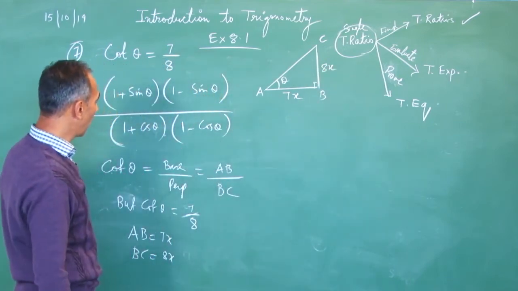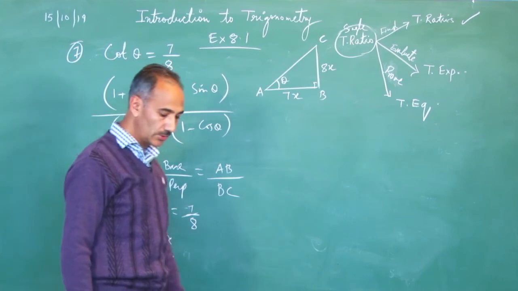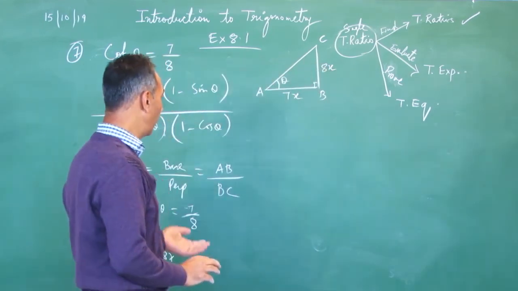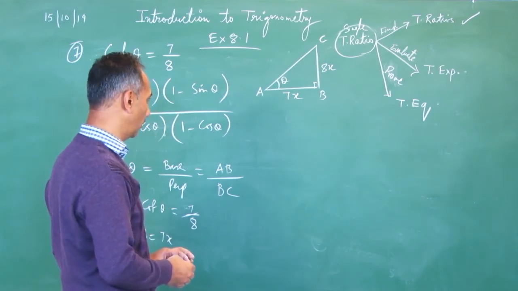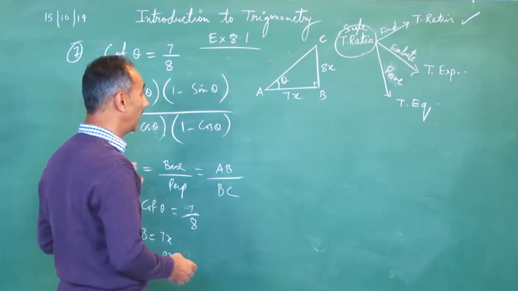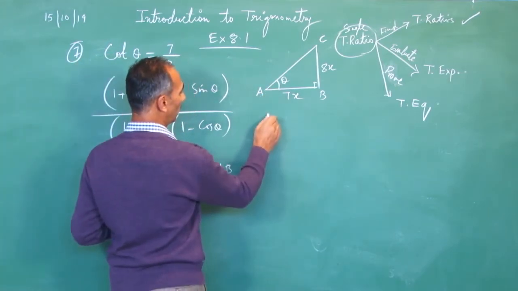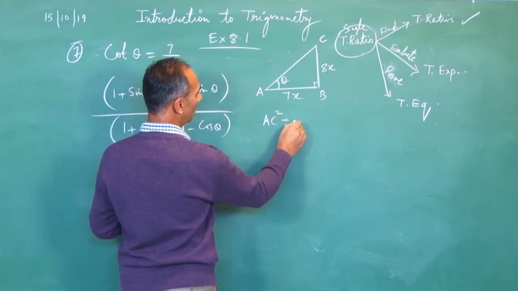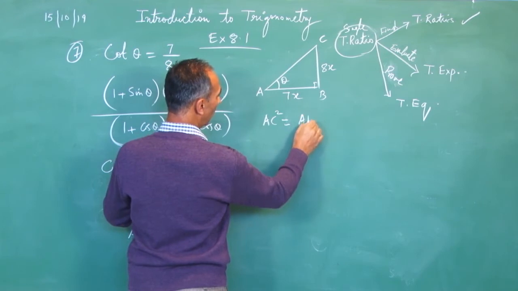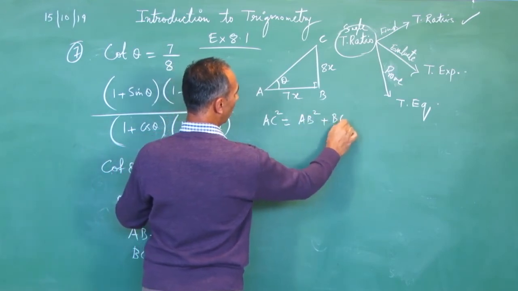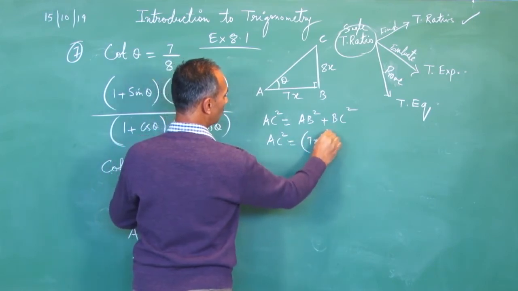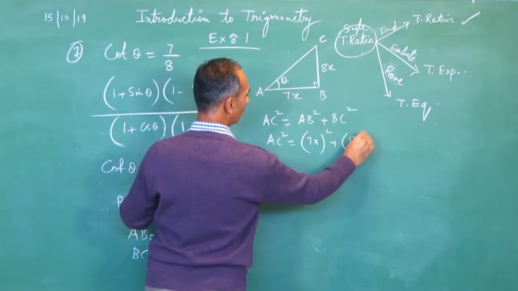So we took the value of cot of theta, which was given as 7 by 8, and put the values for the base and the perpendicular. We'll be using the Pythagorean theorem to find the value of AC. Now apply Pythagoras theorem. AC square is equal to AB square plus BC square. So AC square is equal to 7x whole square plus 8x whole square.